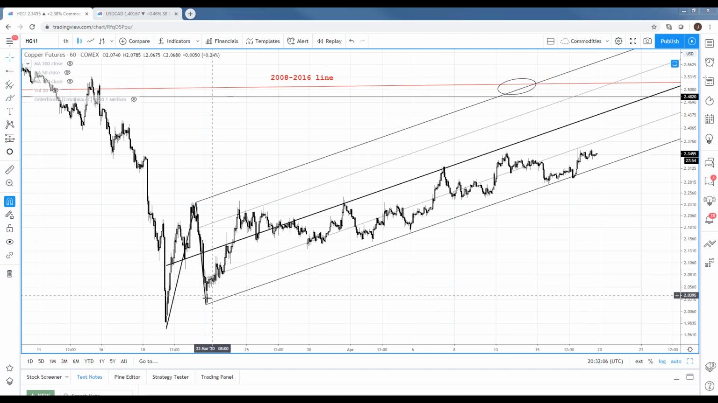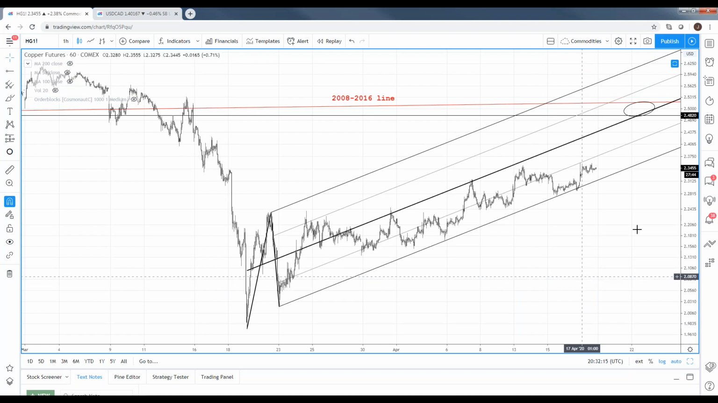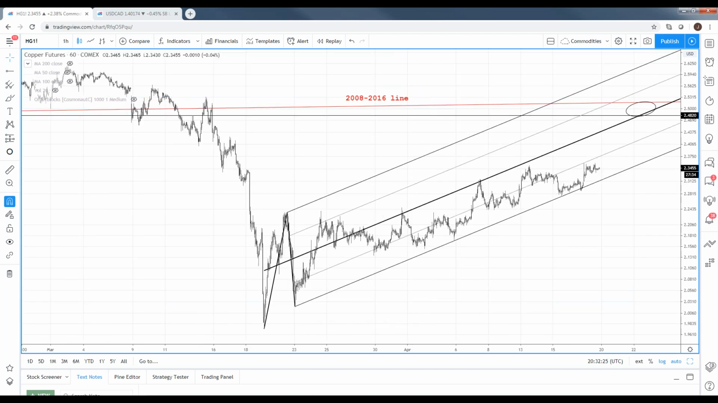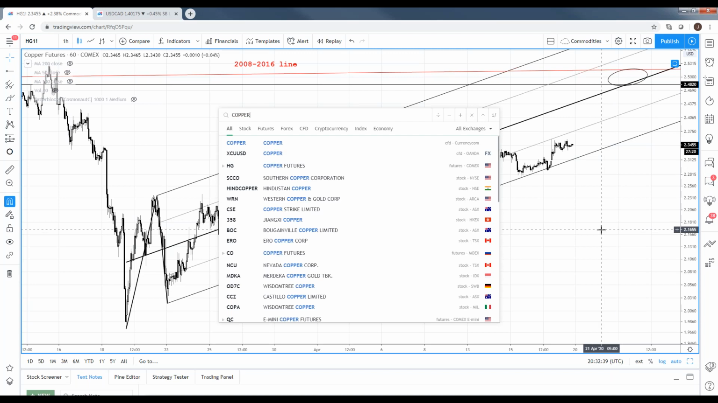So copper, we're just following this fork on the way up. Frankly, I thought we would have been there by now. It's kind of a slow moving trade, but that red line up there, that's the 2008-2016 line. And because I know that, what's the copper CFD?